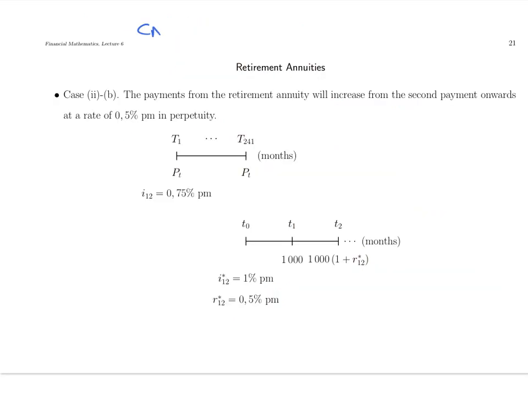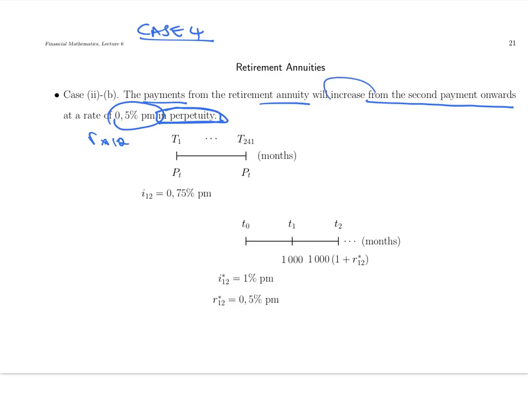Let us now look at the last example, which corresponds to case 4. The payments made, or the withdrawals that I make from the retirement annuity, increase from the second withdrawal onwards at a rate of 0.75% per month. So that is R star 12 in perpetuity. I'm making these withdrawals in perpetuity, but the withdrawals are increasing. So that is case 4.